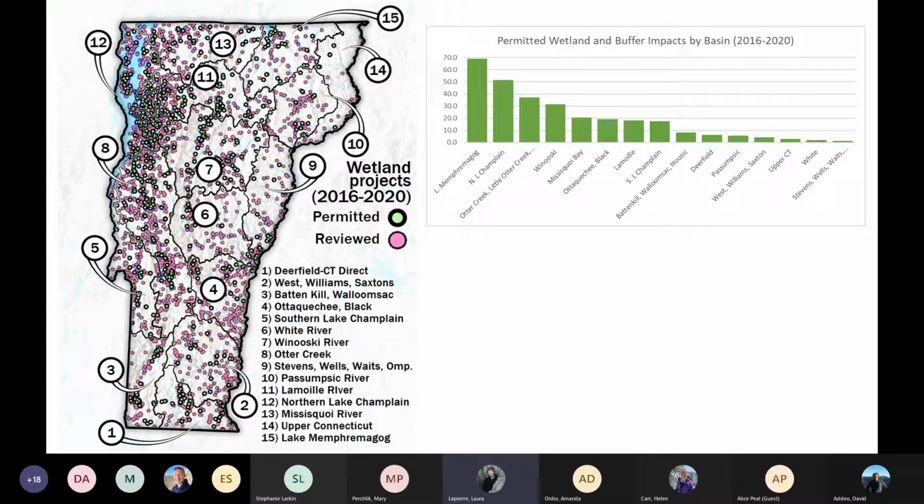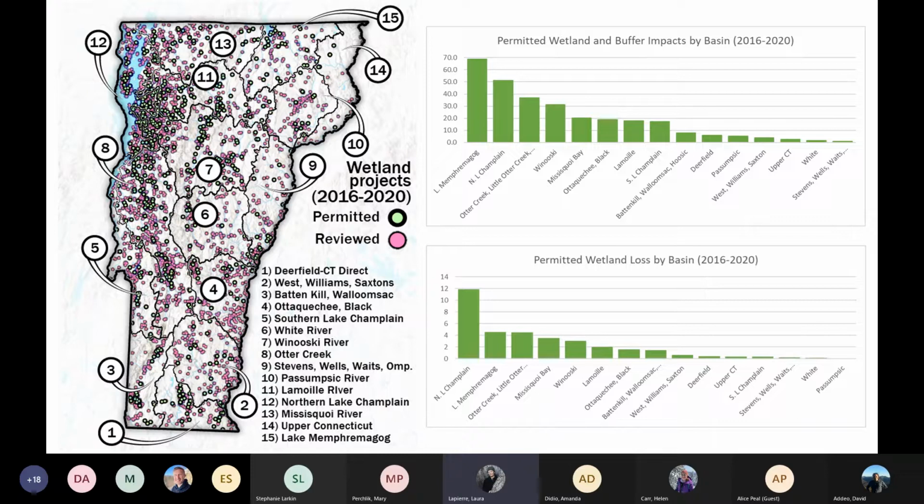You can see that Lake Memphremagog had the most impacts, which is Basin 15, up and over here, Northern Lake Champlain Basin, and the Otter Creek Basins. They received over 50% of the permitted impact approvals. And these are located in Grand Isle, Franklin, Chittenden, Addison, and Rutland counties. The Northern Lake Champlain Basin accounted for 30% of the permitted wetland fill, followed by Memphremagog and Otter Creek basins.